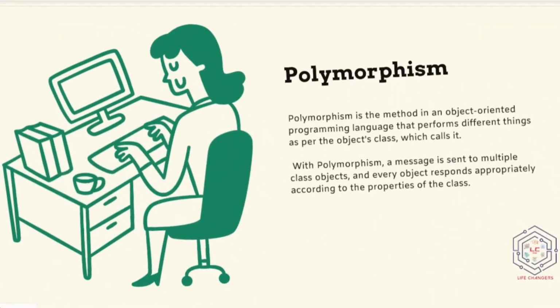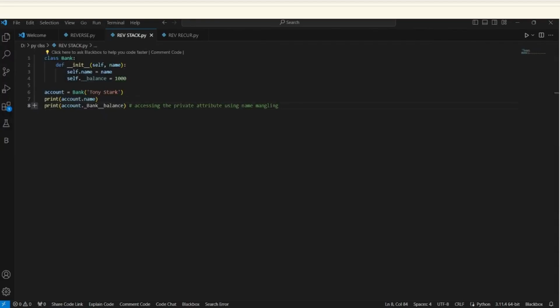Let's come to the next topic, polymorphism. Polymorphism in object-oriented programming means performing different things depending on the object's class that calls it. Let's say you have a car class. This class has a car name attribute and a move method. In the move method, it prints the car name and says the car is moving.